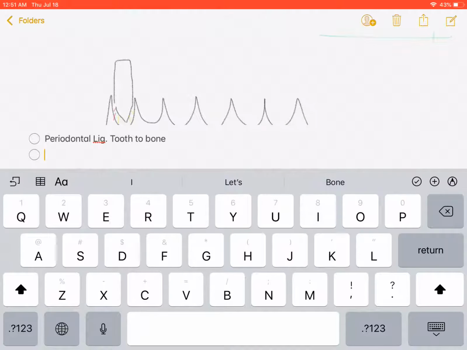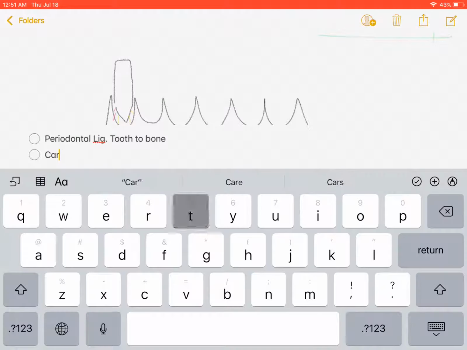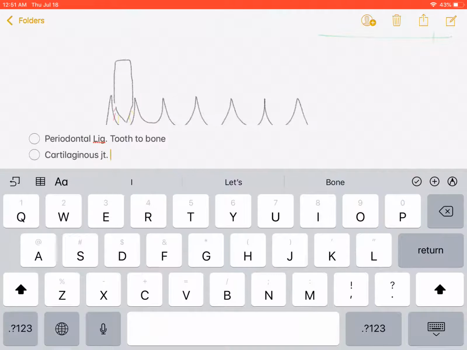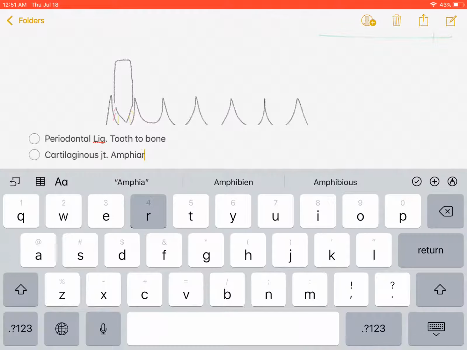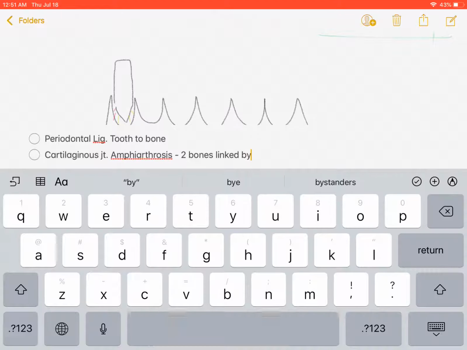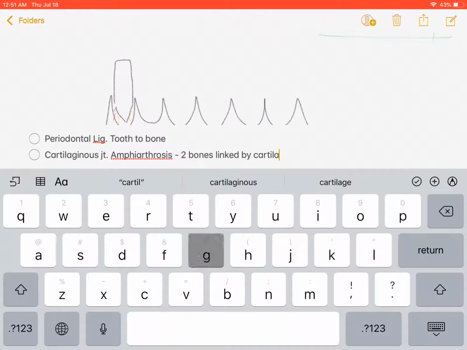Now let's talk about our cartilaginous joints. These are actually amphiarthrosis, okay? Amphiarthrosis. And these are actually two bones that are linked by cartilage. And there are two types, okay? So two types.